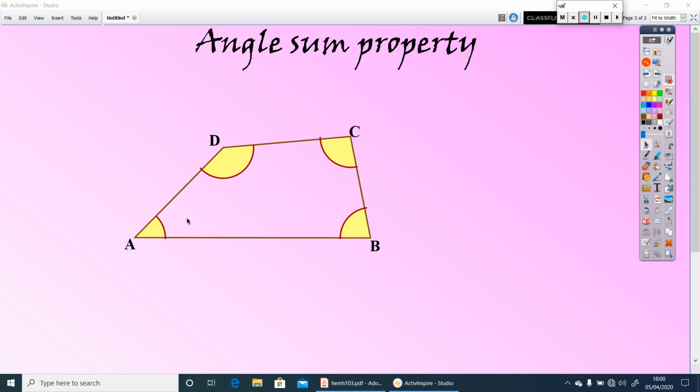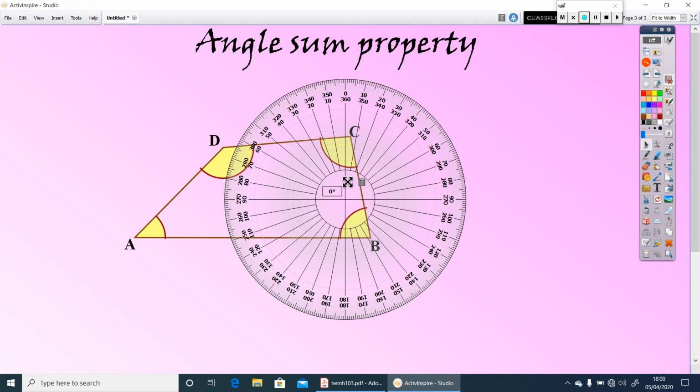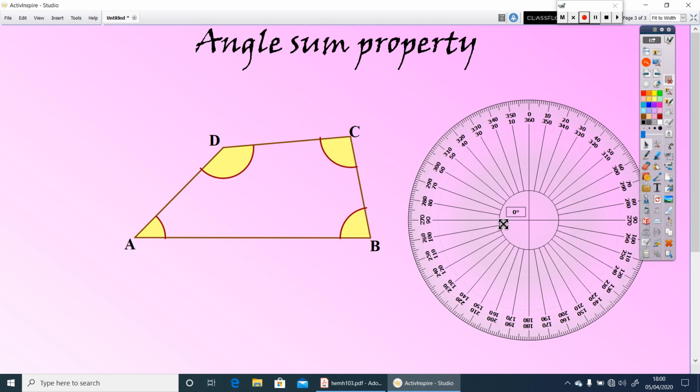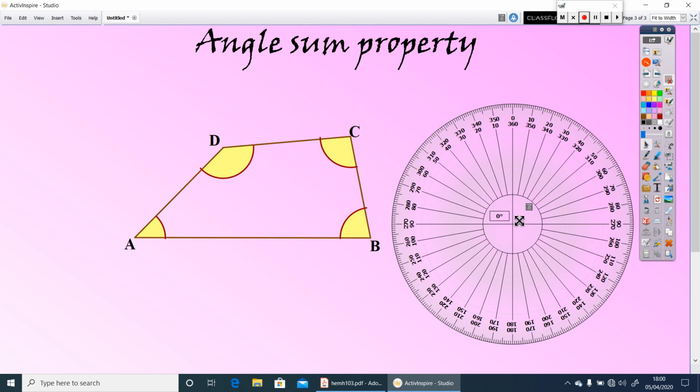Now let me take a full protractor, that means the measure of the angle is equal to 360 degree. The whole measure you can find out as 360 degree. Now let me take each of the angles and keep it here. What will happen?